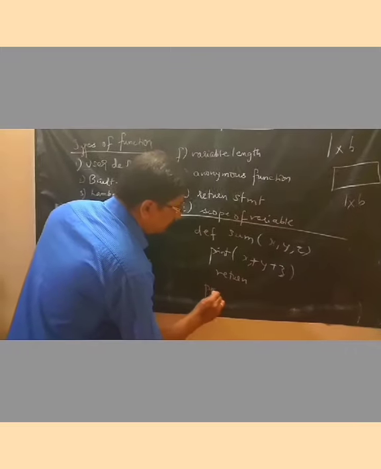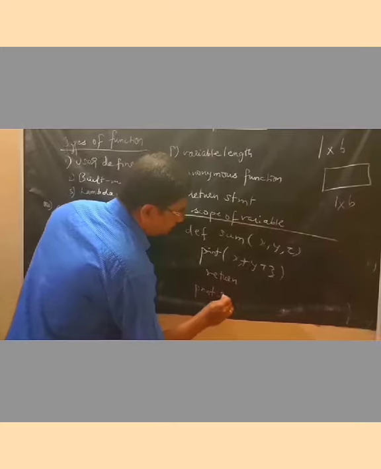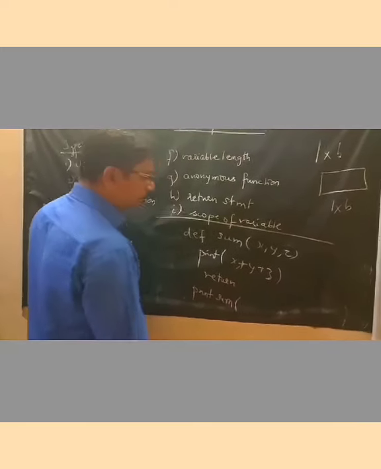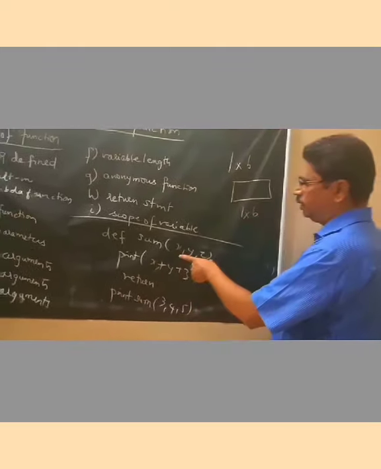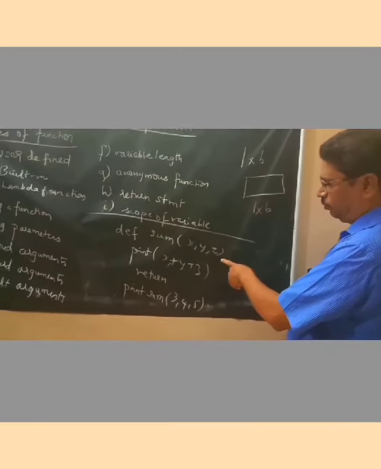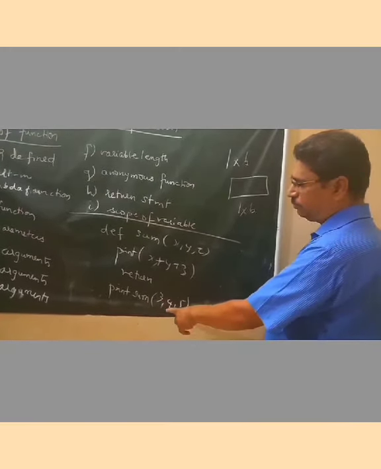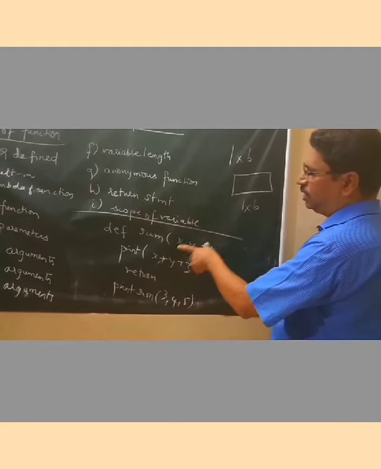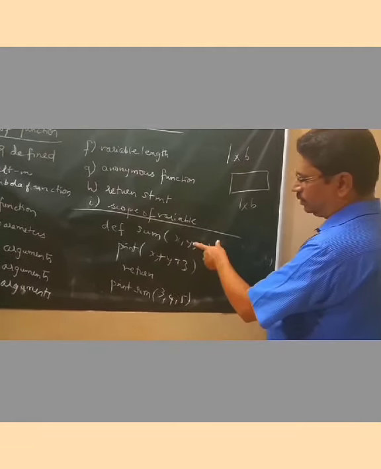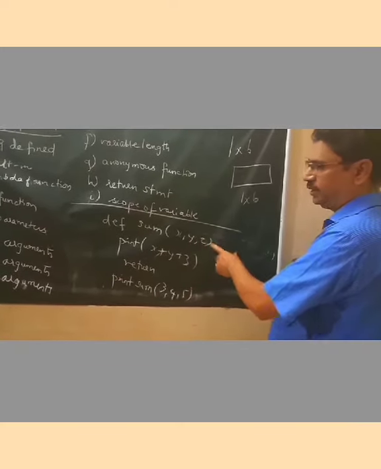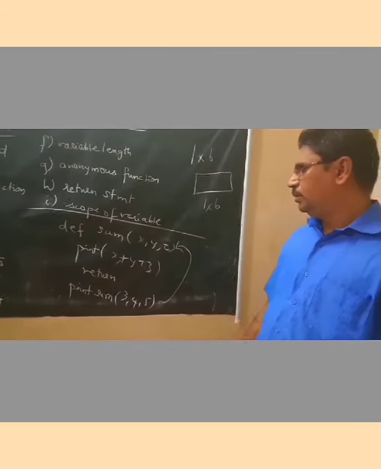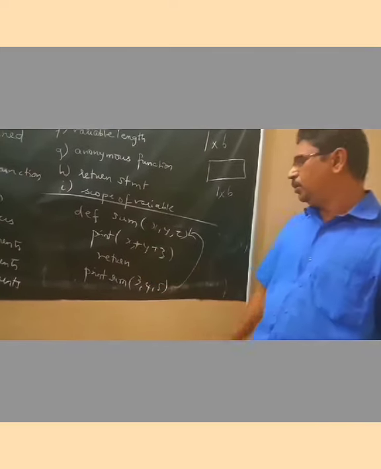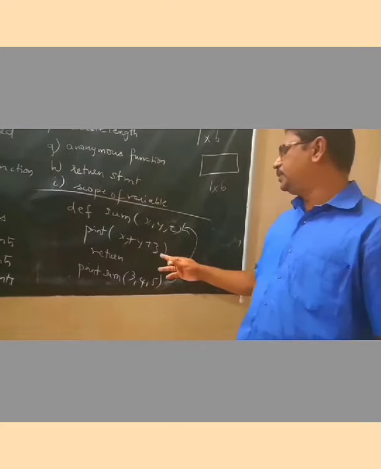So here I have to give the value, print sum. What are the values? 3, 4, 5. So I have given the values for x, y, z. What values have I given? 3, 4, 5. This 3 is for x, this 4 is for y, and this 5 is for z. So all these 3 values will be substituted here. So x becomes 3, y becomes 4, z becomes 5.